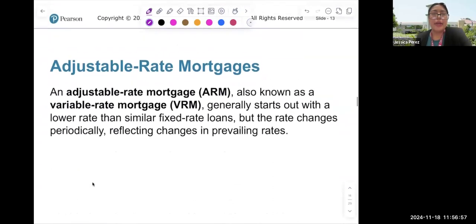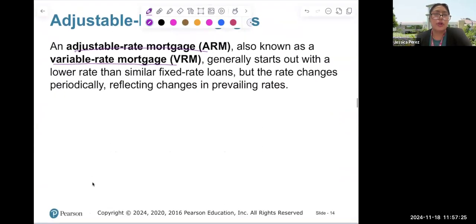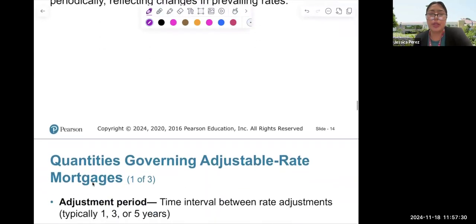Okay. Now there exists the adjustable rate mortgage, also known as the variable rate mortgage. It generally starts out with a lower rate, but then the rate changes periodically, reflecting changes in the prevailing rate. Depending on your mortgage, it could be increasing or decreasing, so it's called an adjustable rate mortgage or a variable rate mortgage.